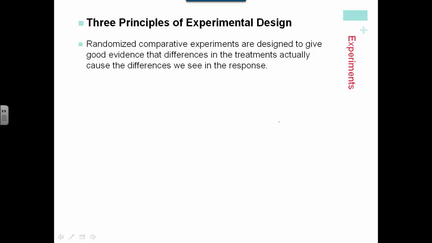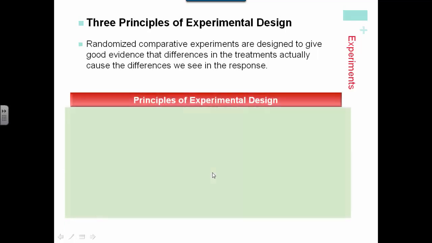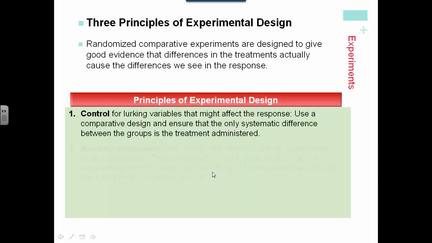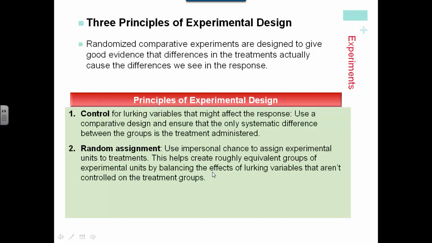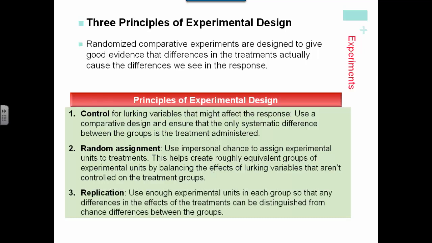Randomized comparative experiments are designed to give good evidence that differences in the treatments actually cause the differences we see in the response. Principles of experimental design include control for lurking variables that might affect the response. Use random assignment, and use enough experimental units in each group so any differences in the effects of treatment can be distinguished from chance difference between the groups.